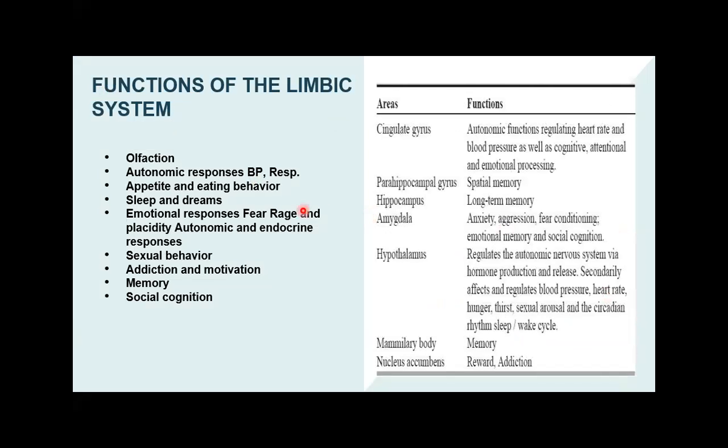Now the functions of the limbic system. The functions of the limbic system involve olfaction, autonomic responses through the hypothalamus, appetite and eating behavior through the hypothalamus, sleep and dreams, emotional responses like fear, rage, and placidity, autonomic and endocrine responses through the amygdala, sexual behaviors through the amygdala, addiction and motivation, and memory through the hypothalamus, and social cognition.